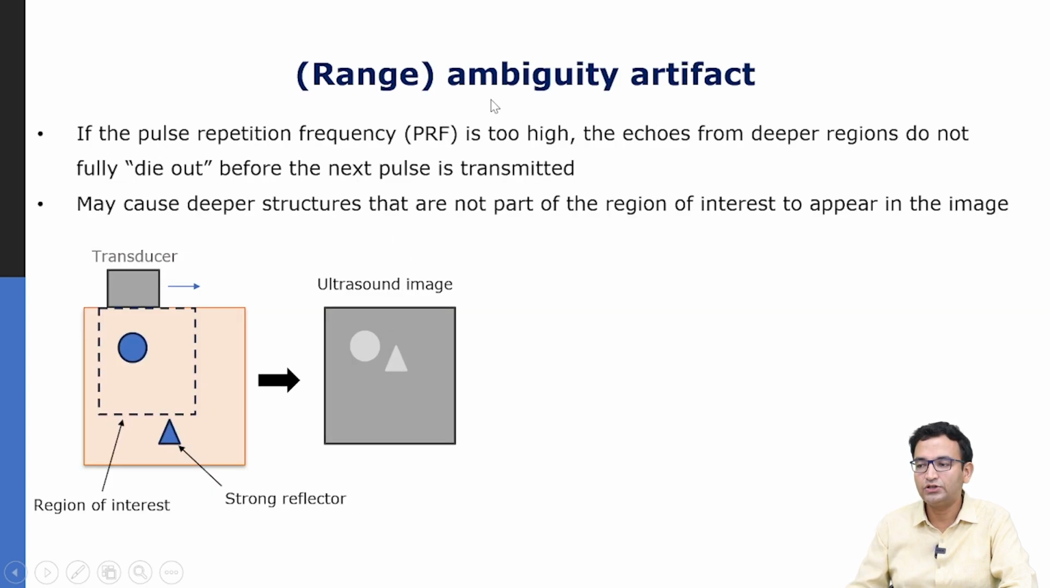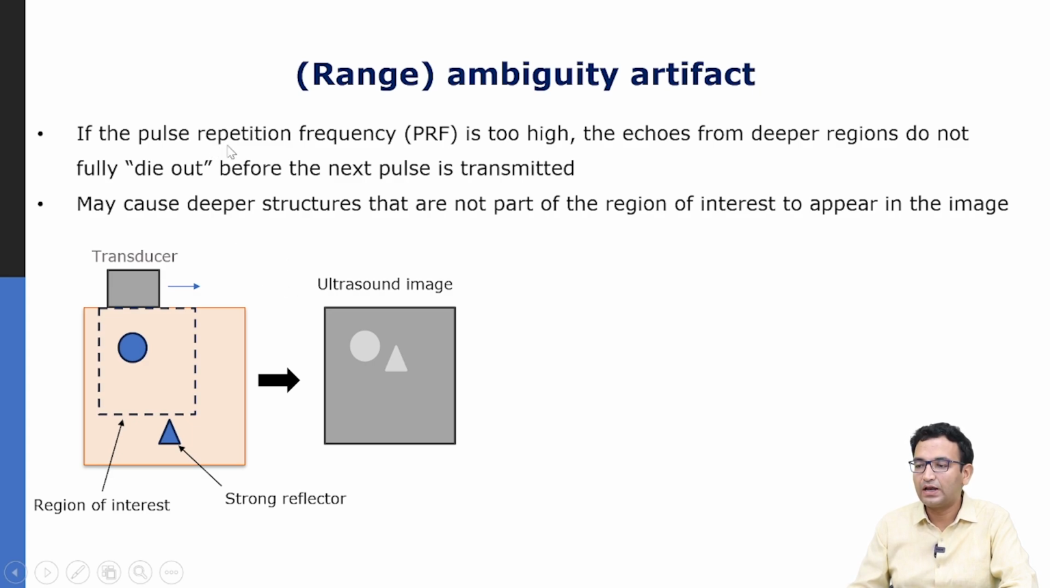We discussed the range ambiguity artifact. Typically we decide the depth at which we want to image, and we choose our pulse repetition frequency in such a way that we are able to receive signals from a certain depth, and then we allow some gap to enable the signals to die down, and then we receive the next echo.